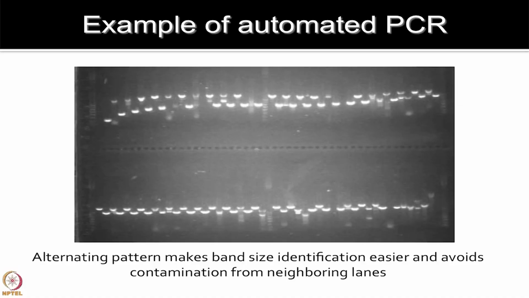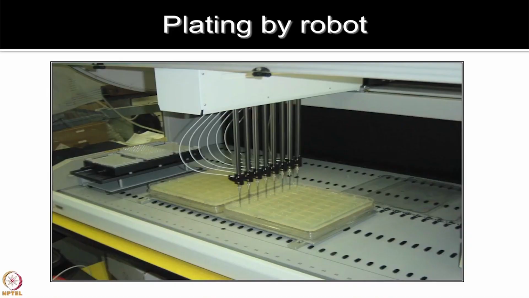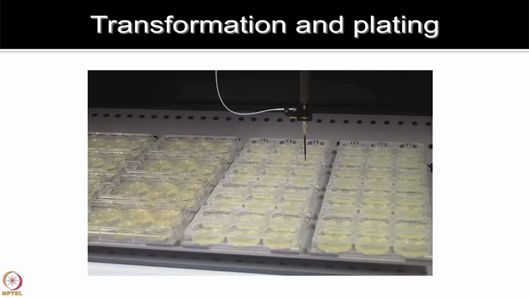And now you can see the pattern of these images, like how these PCRs look. You are putting samples in alternate wells, so that there is no contamination in the two neighboring wells. So, one is up, one is low, and all the loading is done in a more automated manner. Now, even the plating, once you have done the BP reaction and LR reaction and want to do the further transformation, could also be done by the robot. Transformation and plating is again shown here.